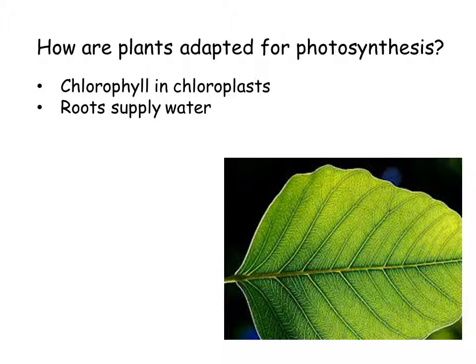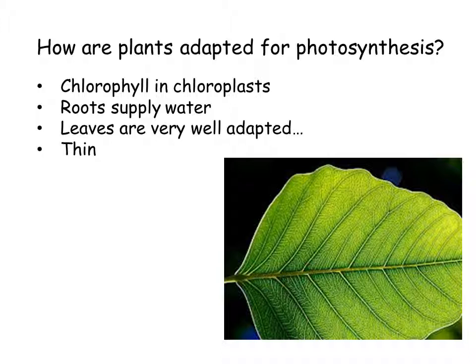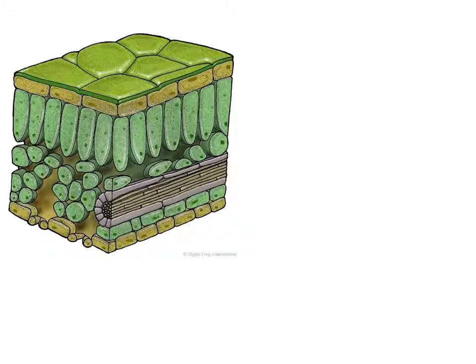They have a root system, which will supply the leaves with water. And the leaves themselves are very well adapted for photosynthesis. We're going to look in more detail later on, but very simply, they're very thin, which allows gas to diffuse easily in and out of them. They're very broad and wide to catch sunlight. And they've got a network of veins that will supply them with water and carry away the sugar that they produce. The leaf has a lot of very ingenious adaptations to help it photosynthesize.